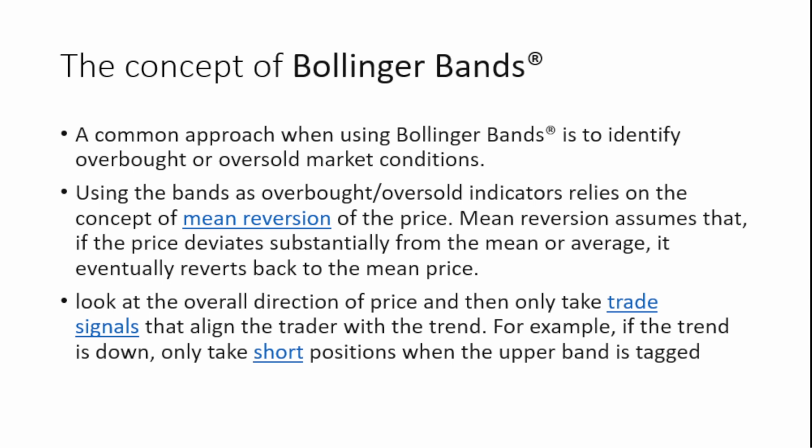So what does mean reversion actually mean? By mean reversion, we suppose that price always converges to its mean value, to its average. No matter how far the price goes from its average, it will always go back to its average value. So the key word for this is convergence, right? It converges to its mean. So mean reversion assumes that if the price deviates sufficiently from the mean or average, it eventually reverts back to the mean price.